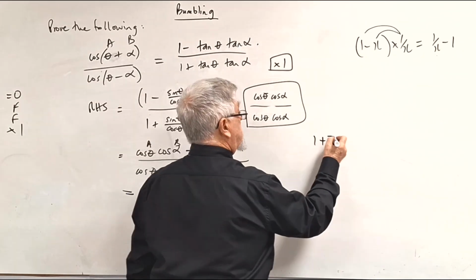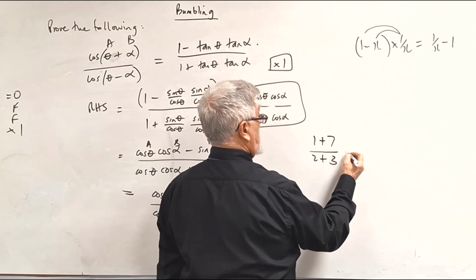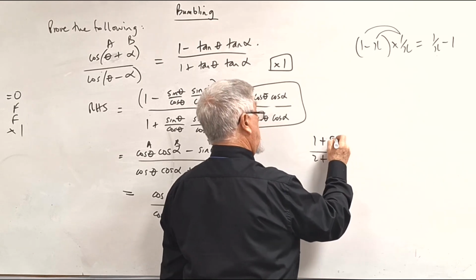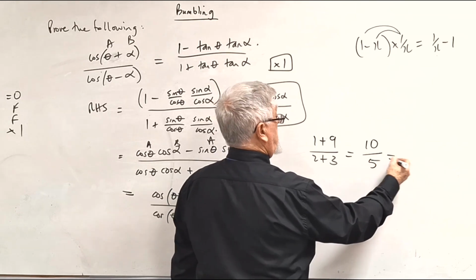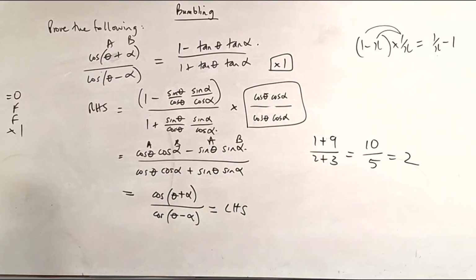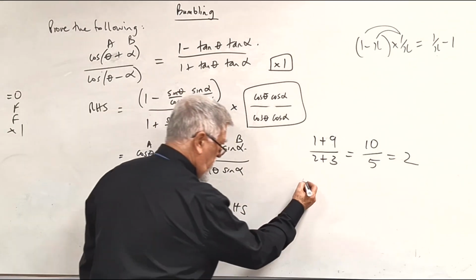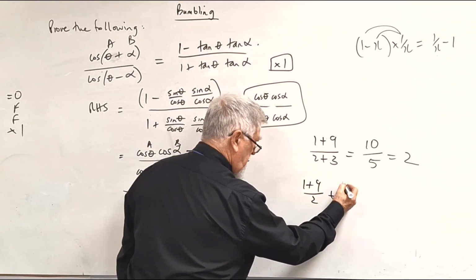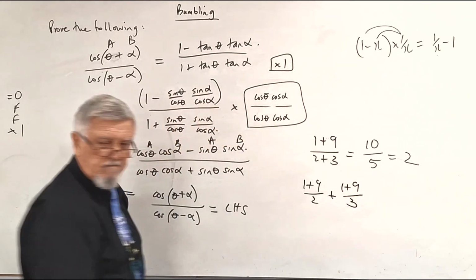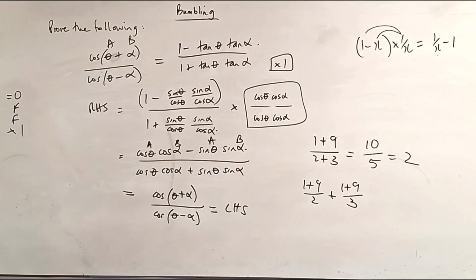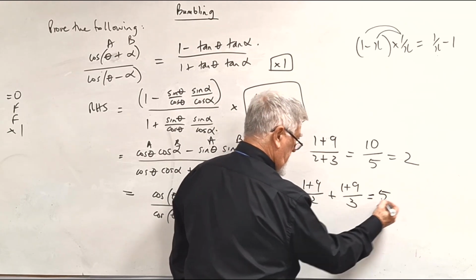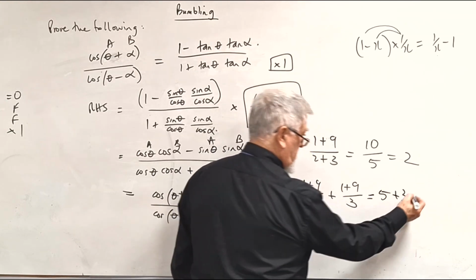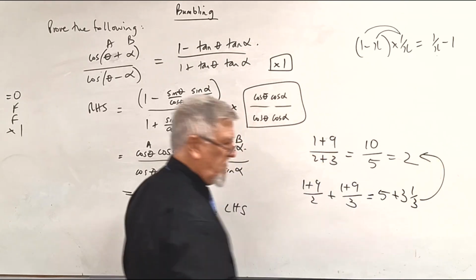If I had 1 plus 7 over 2 plus 3, let's make it nicer. 1 plus 9 over 2 plus 3. What's 1 plus 9? 10. What's 2 plus 3? 5. We know that's 2. Ready? How can I split the fraction? Can I put 1 plus 9 over 2 plus 1 plus 9 over 3? No. That's completely wrong. Because that's going to be 10 over 2 is 5, 10 over 3 is 3 and a third, which is definitely not going to give us 2.